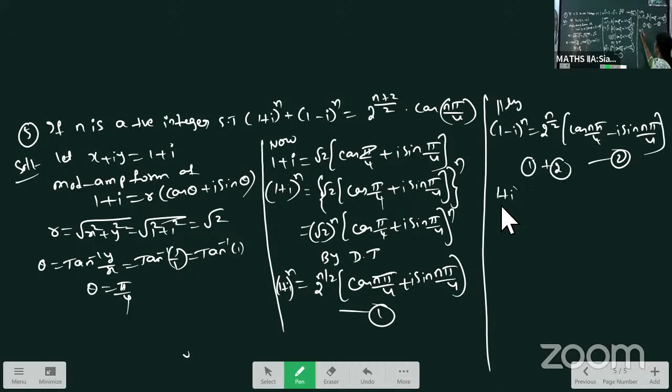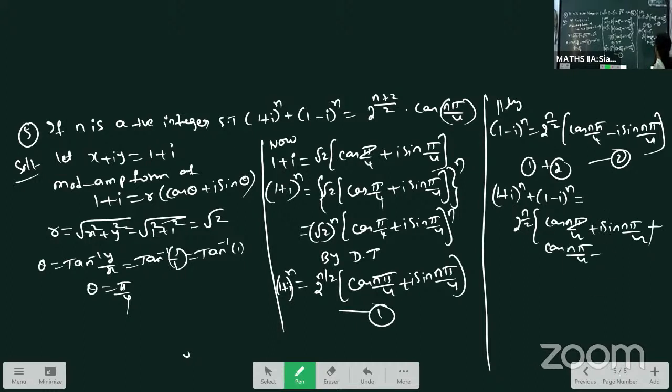So (1 plus i) whole power n plus (1 minus i) whole power n is equal to, taking common 2 power n by 2, what is left here? cos n pi by 4 plus i sin n pi by 4 plus cos n pi by 4 minus i sin n pi by 4. Any cancellations here? i sin n pi by 4 and i sin n pi by 4 cancel, so it is equal to 2 power n by 2 into (cos n pi by 4 plus cos n pi by 4), that is 2 cos n pi by 4.